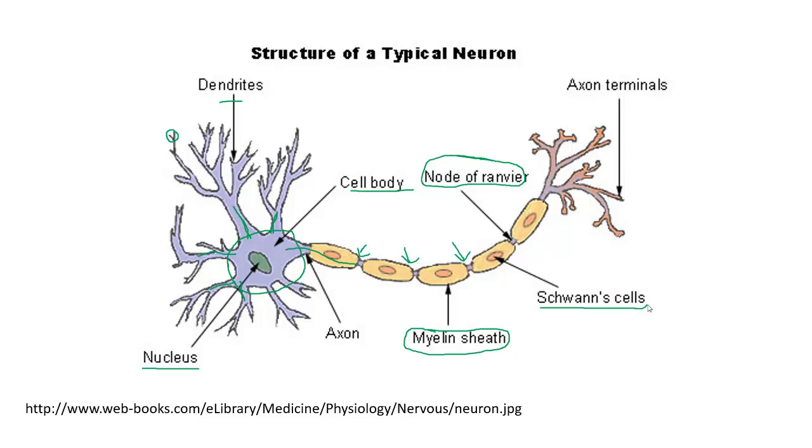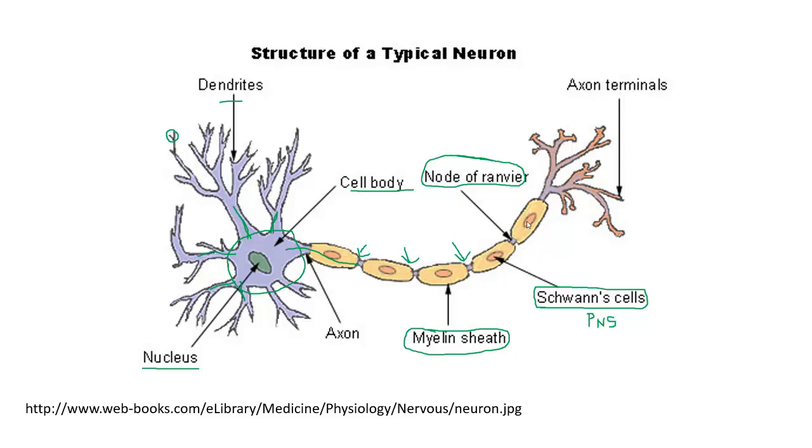Now, right here, we are going to assume that this is a neuron in the peripheral nervous system. You have support cells that synthesize the myelin sheath. They are called Schwann cells. So Schwann cells are myelin synthesizing cells in the peripheral nervous system. If this was a neuron in the central nervous system, the myelin synthesizing cells would be oligodendrocytes.